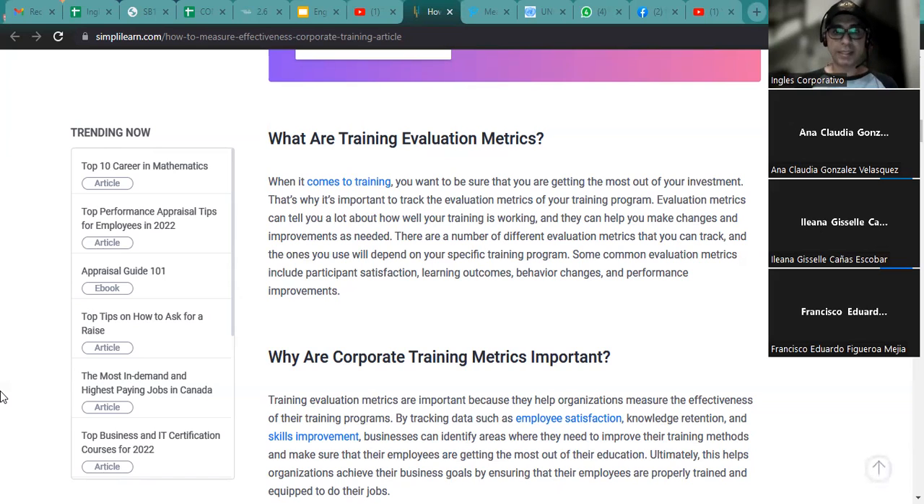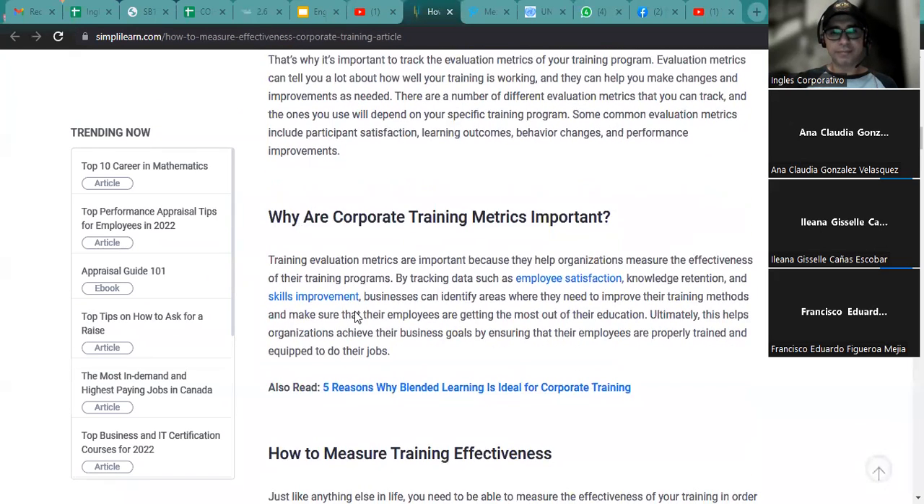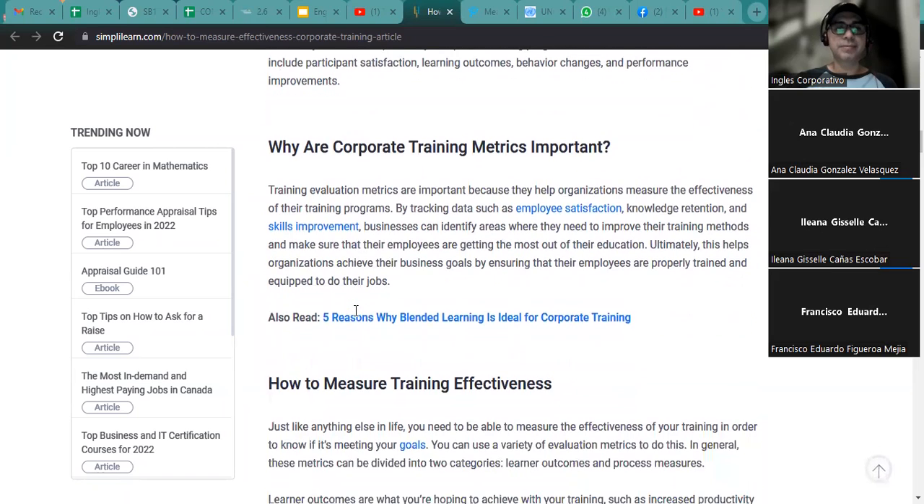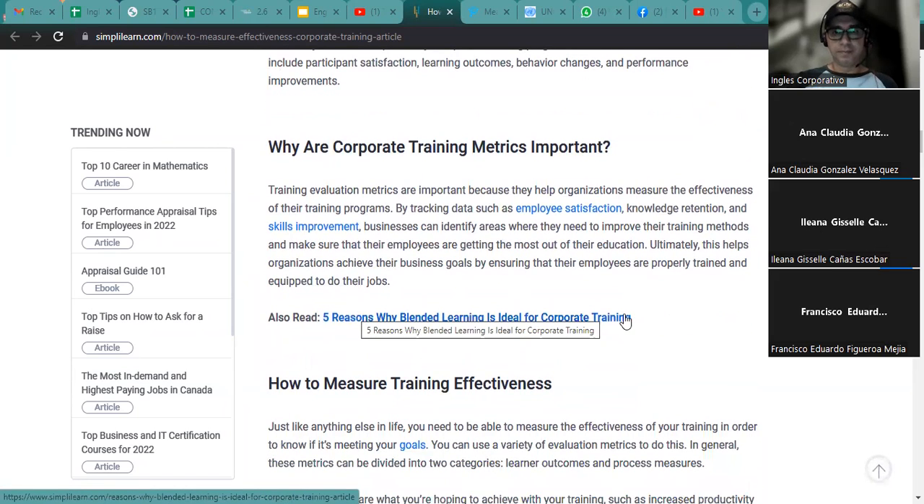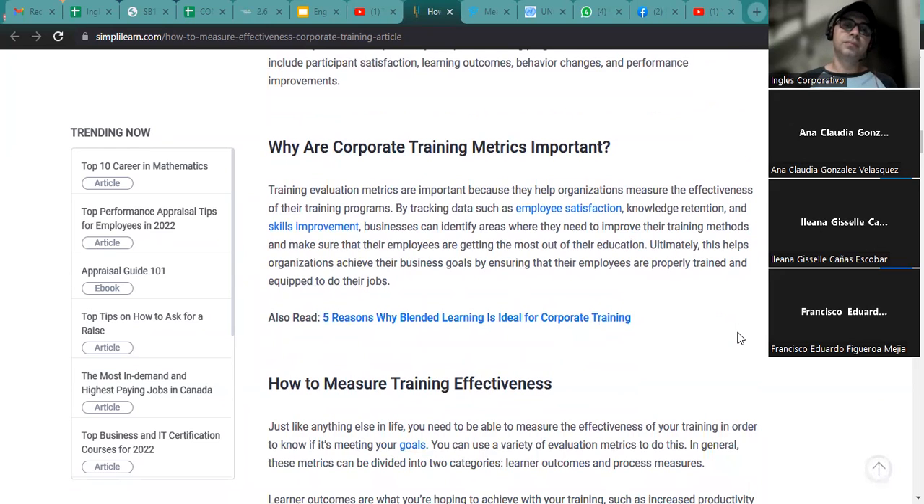So it's important. There are some, they mentioned some of those here, but we're going to check into those. I don't see any word that we can check into that one. So Francisco Eduardo, could you please help with the next one? Okay, teacher. Why are corporate training metrics important, right, teacher?